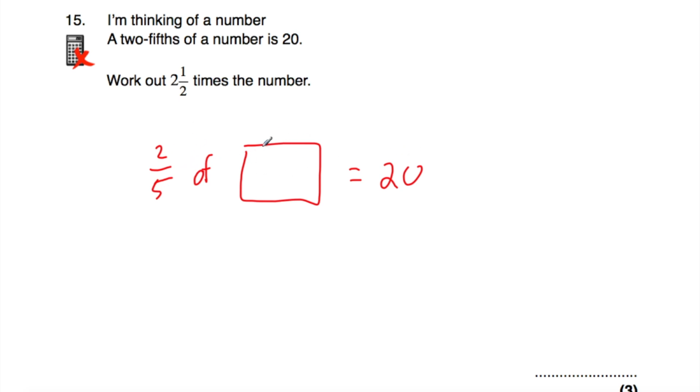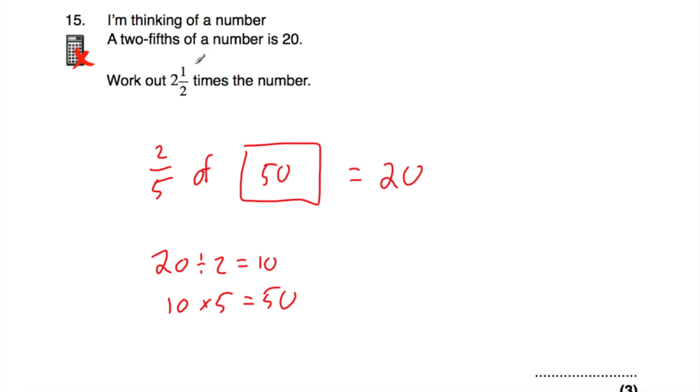So 2/5 of what number is equal to 20? So if we knew the number, we would divide it by 5 and then times it by 2, and the answer would be 20. So if we take our 20 and we divide it by 2, that's equal to 10. And then if we times by 5, that's equal to 50. So this number must be 50. And 2/5 of 50 is 20. So that means the number I started with is 50.